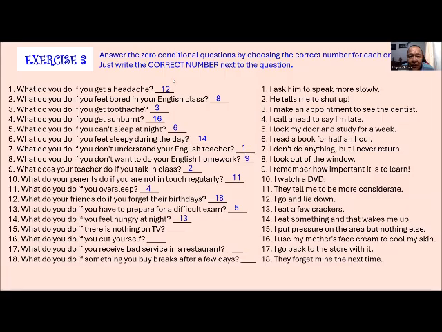Let me check. Here we have another two. Naranjo Valeria, please. What do you do if there is nothing on TV? I watch a DVD. It's number 10. I watch a DVD. Exactly. Number 10. Thanks a lot. Okay, 16, please.